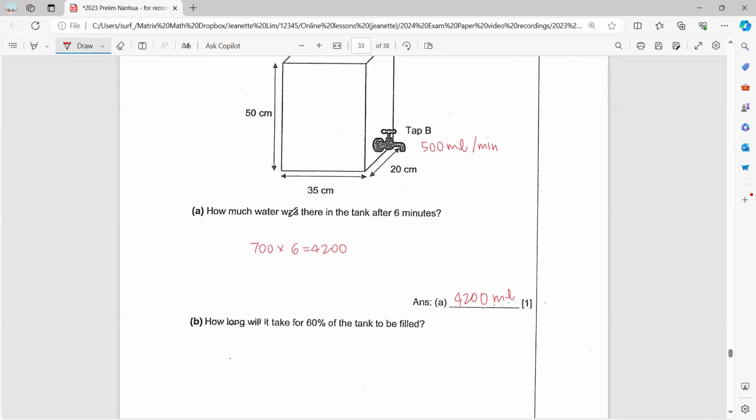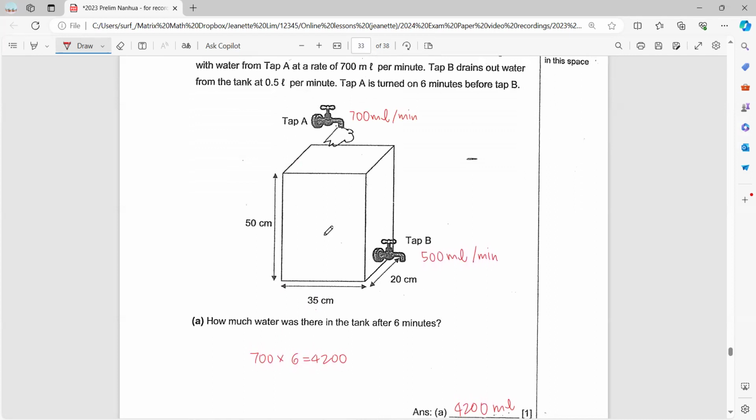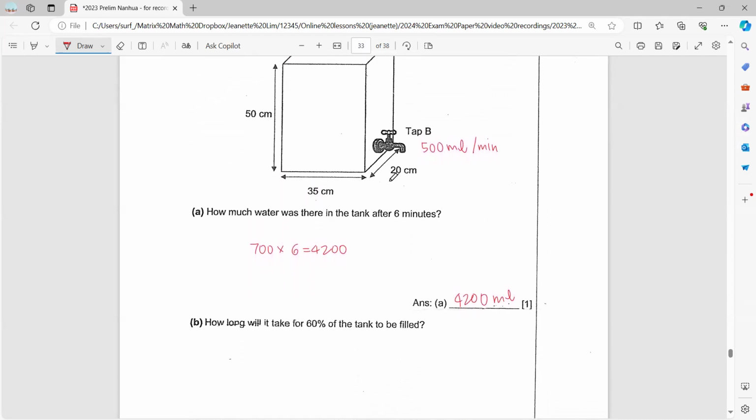B, how long will it take for 60% of the tank to be filled? Okay, let's find out the volume that you need to fill first. 35 times 20 times 50 times 60%. So the volume to fill will be 60 over 100 times 35 times 20 times 50, which is 21,000. That's the volume we want to fill.